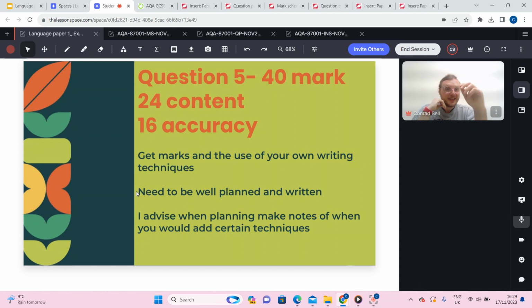Because sometimes you can get a bit carried away with writing, and you forget you're meant to be hitting those writing techniques. So if you, in your plan, just make little checklists of stuff to do, then that's just a nice way of boosting up some marks.